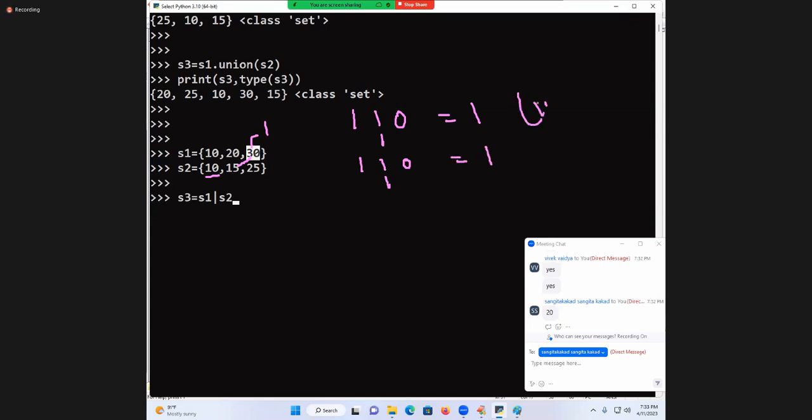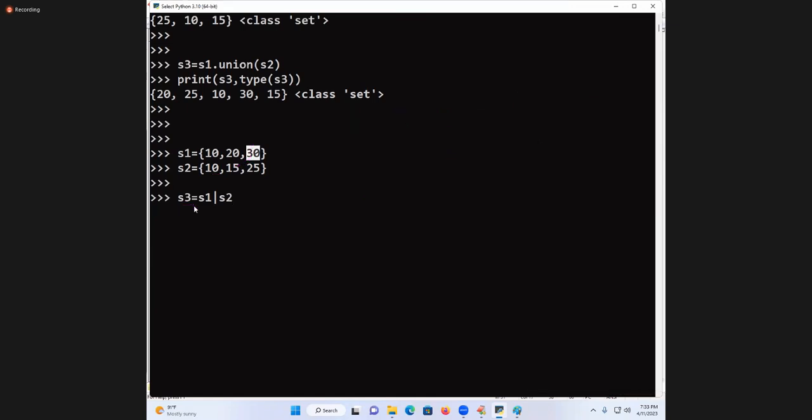1. That is marked for selection or not? Now, 1 is what? 1 and then 0 also marked for selection. That is added to what? S3. What does S3 already contain now? 10, 20, 30.